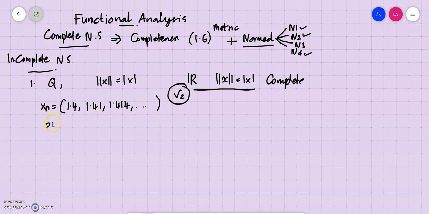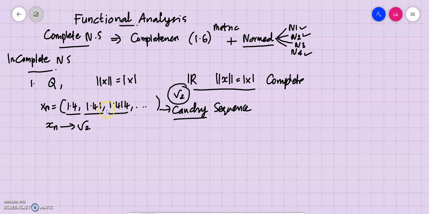Clearly this sequence is derived from root 2, so it converges to root 2. Here 1.4 is rational, 1.41 is rational, 1.414 is rational, etc. All these are rational numbers. Clearly, this is a real sequence, and in the reals every convergent sequence is Cauchy. So this is a Cauchy sequence as well, and in the rationals too.